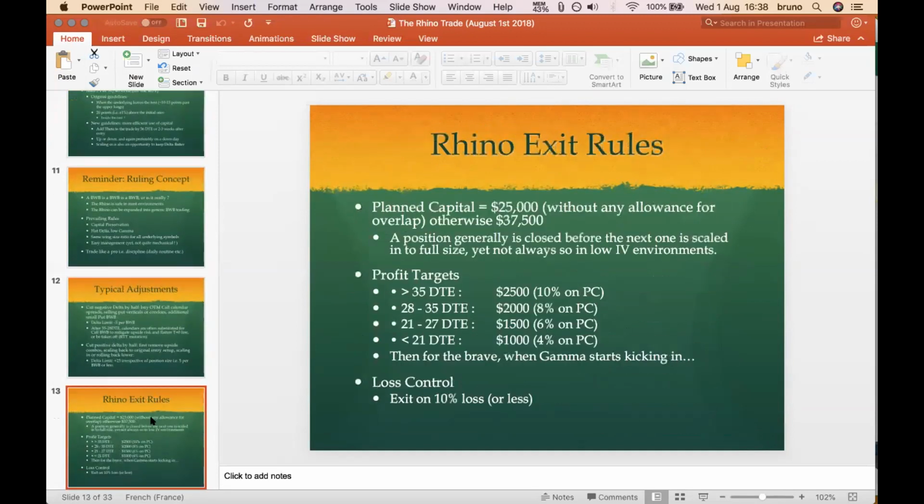There were a couple more questions. Mary Ellen asked, existing call calendars are replaced by broken wing butterflies after 35 to 28 DTE, just want to confirm. Yes, that was part of the original rules. I don't always agree with that. I've seen call calendars actually behaving pretty well after 21 or 14 DTE.